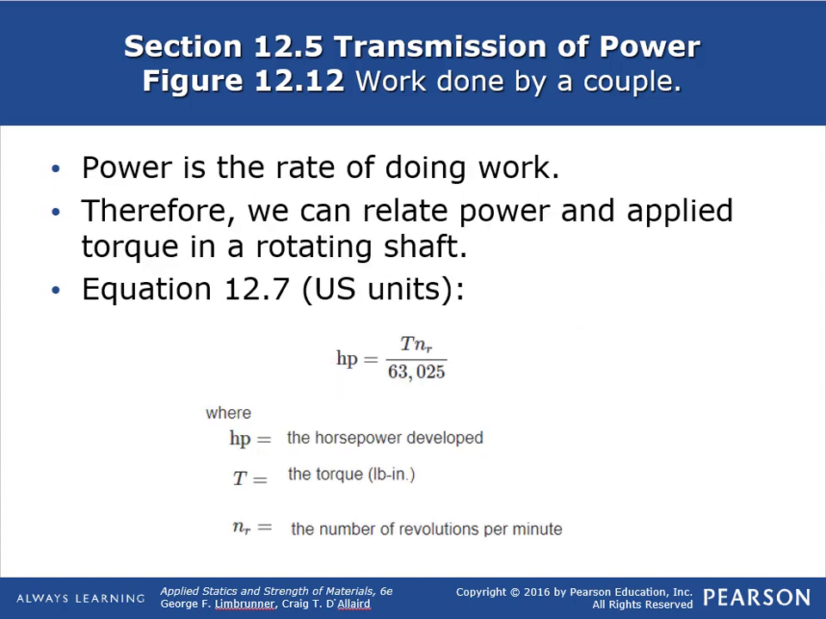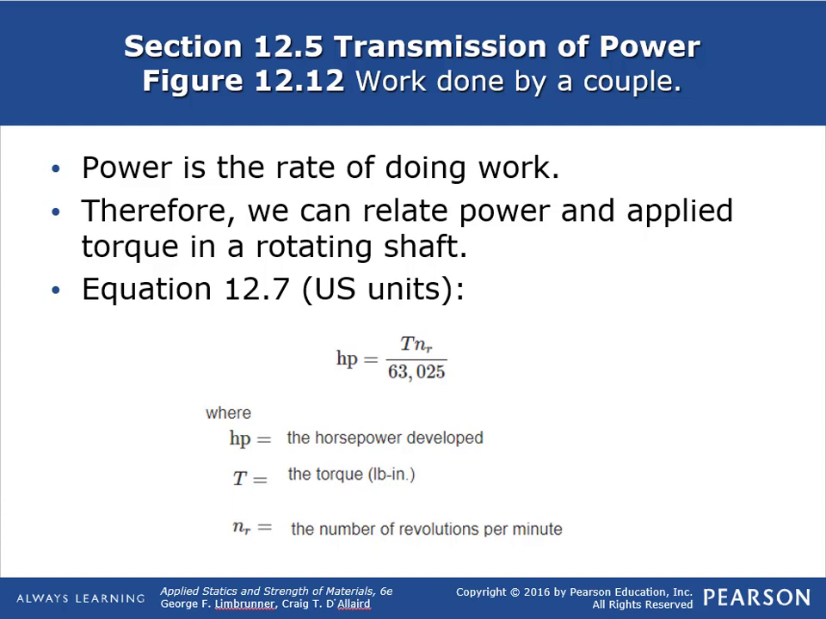Power is the rate of doing work. Therefore, we can relate power and applied torque in a rotating shaft. If we look at shear stress in a shaft, it's always in terms of torque. And if we look at the angle of twist in a shaft, the equation for it is in terms of torque as well. So now when we look at rotating machinery, we can start relating the horsepower being transmitted by a shaft into torque, and then we can start calculating what the stress and angle of twist is for a shaft that's used to transmit power.